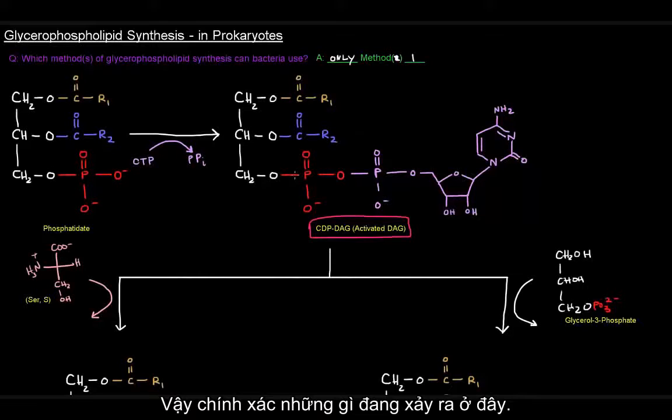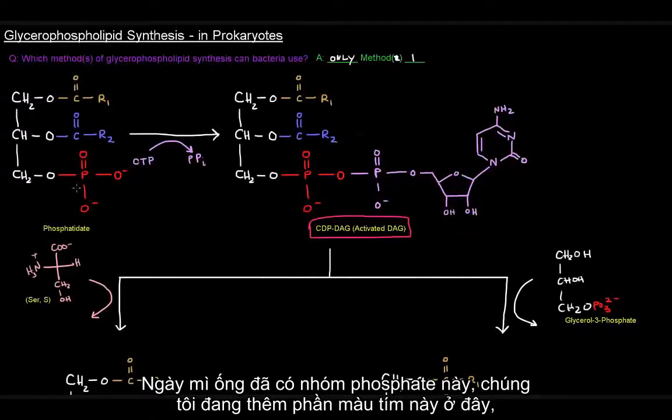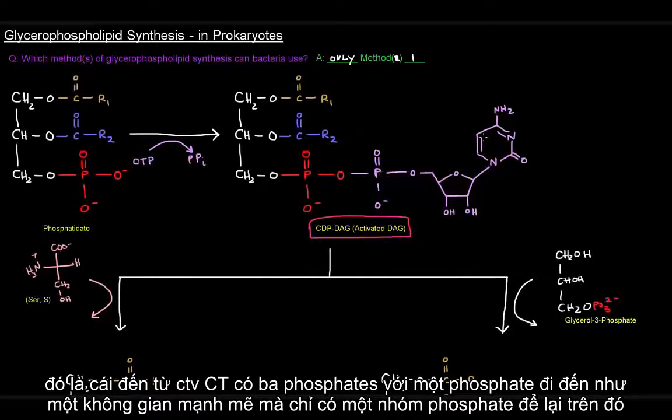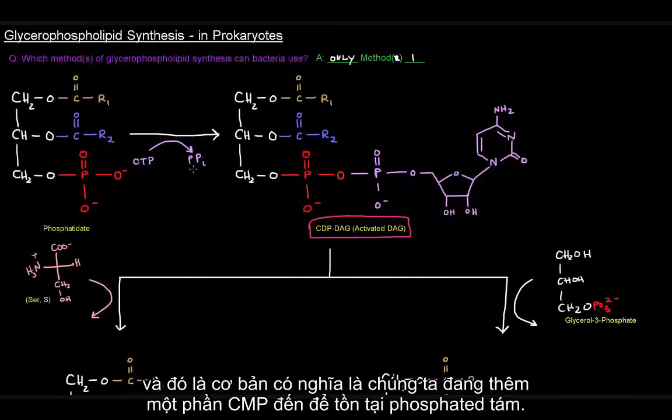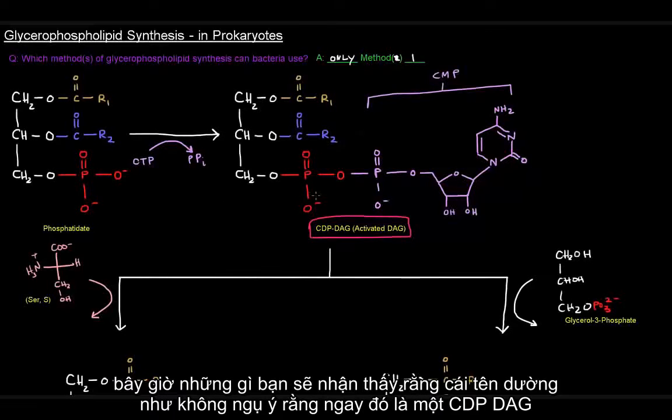So what exactly is happening here? Well, phosphatidate already has this phosphate group, and we're adding this purple portion here that's coming from CTP. CTP has 3 phosphates. 2 of the phosphates come off as a pyrophosphate, so there's only 1 phosphate group left on that, and that basically means that we're adding a CMP portion to the existing phosphatidate.